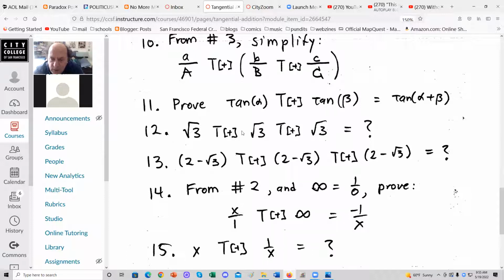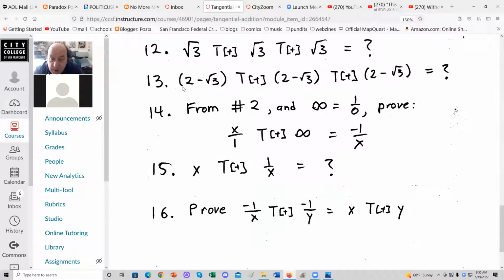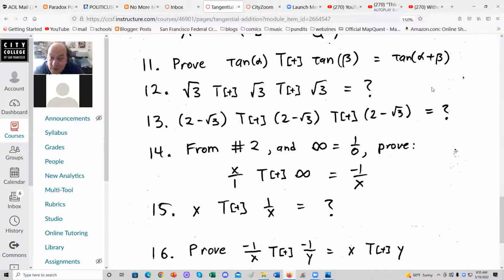Okay, 12: root 3 t-plus root 3 t-plus root 3. What is it? I'll leave that for you to figure out. 2 minus root 3 t-plus 2 minus root 3 t-plus 2 minus root 3 equals what? It would help if you use number 11 and find what this root 3 is the tangent of and what this 2 minus root 3 is the tangent of.